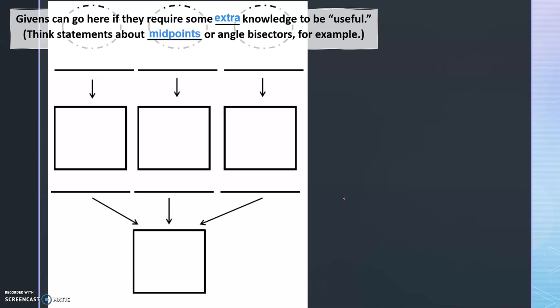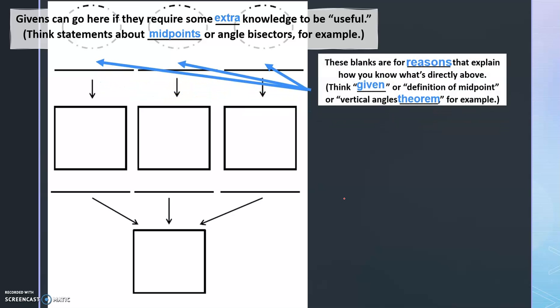This top part, these are the given information only if the given information requires extra knowledge. For example, midpoint or bisectors or isosceles. And then underneath that would be given. Since those are the given statements, those 3 blanks, if you write anything in those circles, it's going to be given. So the blanks underneath are the reasons that explain. So given or definition of midpoint or vertical angles theorem. However, those 3 blanks should be nothing other than given.